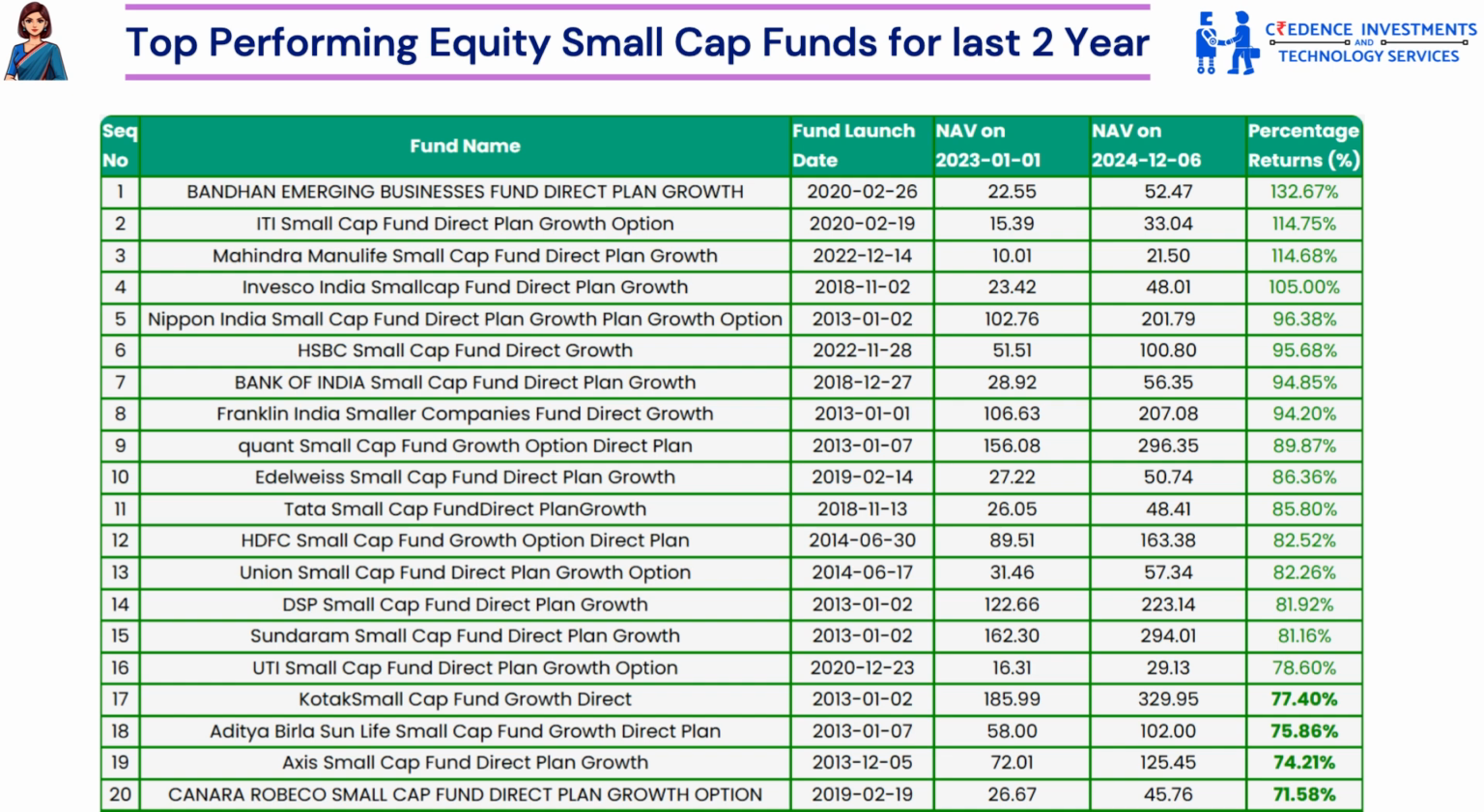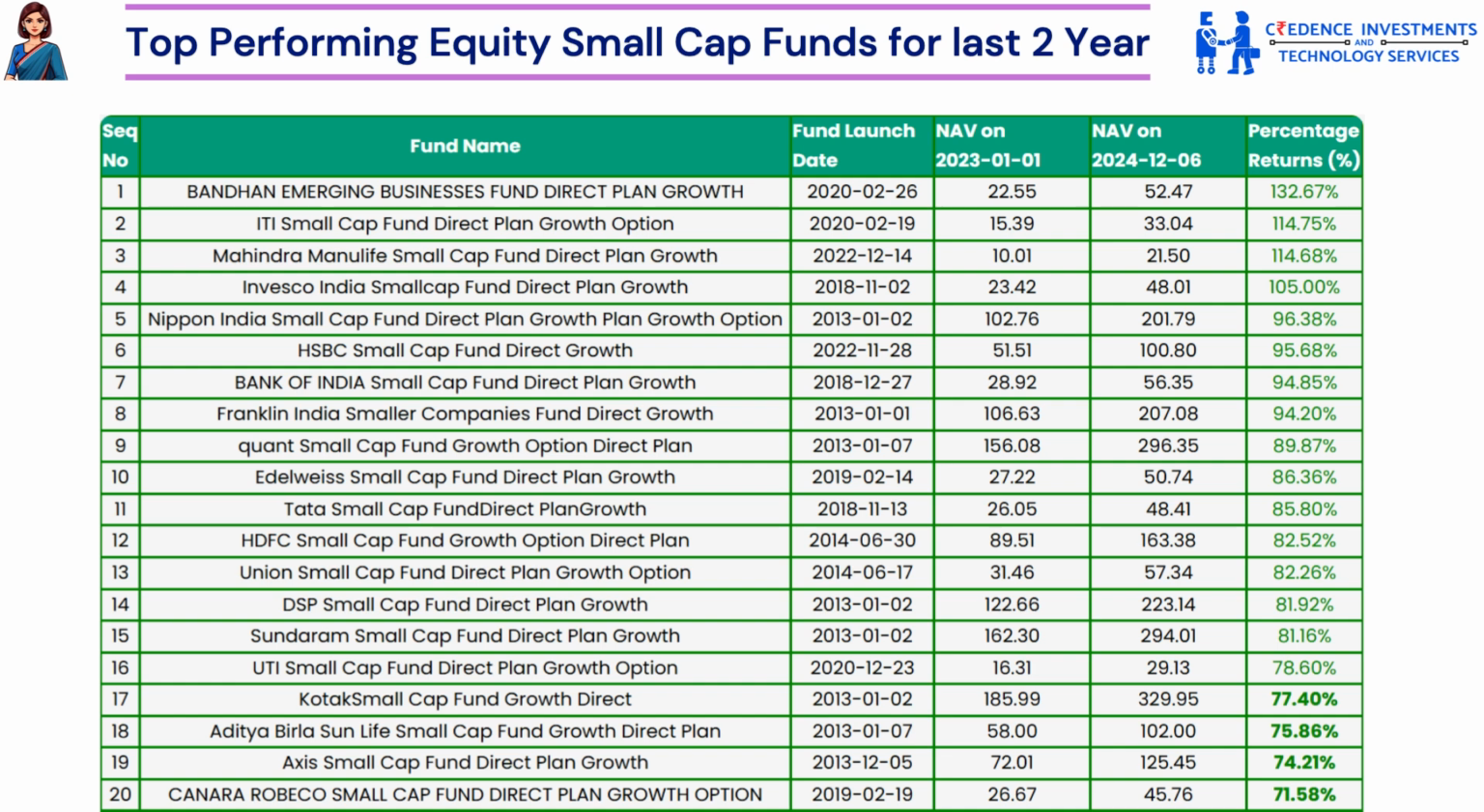Old versus new funds. Some relatively newer funds, for example Mahindra Manulife and HSBC, have outperformed despite their recent launches. Well-established funds, 10 plus years old, like Franklin India, Nippon India, and Quant Small Cap also showed steady and strong performance, above 90%.